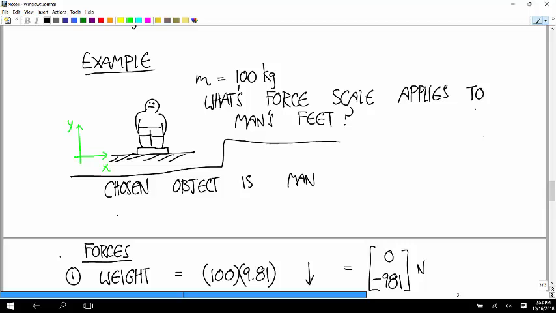So we learned that the scale is pushing up on the man with 981 newtons. Any guesses on how hard the man's feet are pushing down on the scale? The same. Yeah, 981. And that's Newton's third law. That's probably the second most important equation in this class, and we'll get to that in the next week or 2 weeks or something.